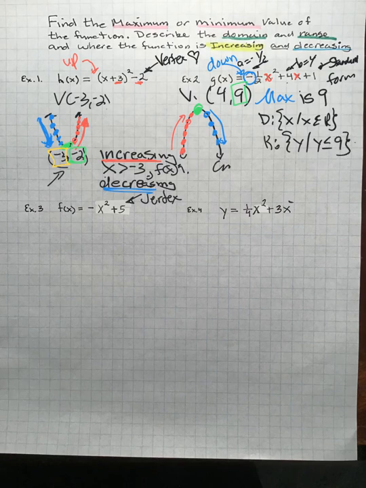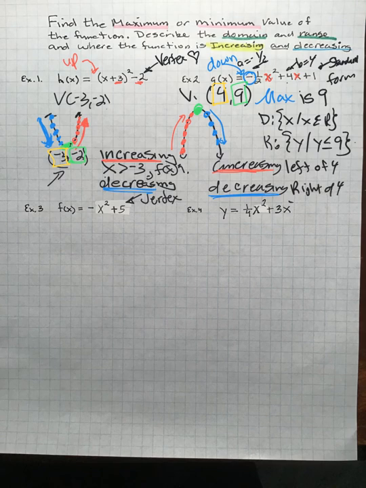And then when is it increasing? And when is it decreasing? It is increasing when it's to the left of the vertex, so we're going to say left of 4. And when is it decreasing? It's decreasing when it's to the right of the vertex, so we're going to say right of 4. Okay, let's go to the next example.